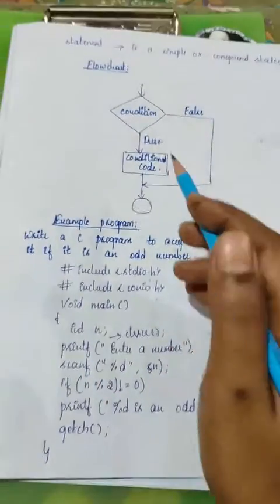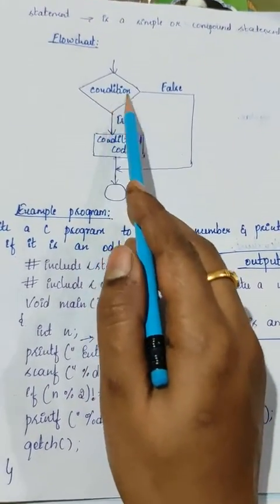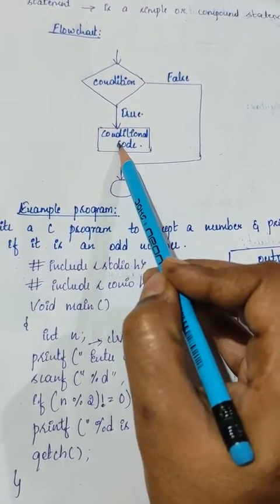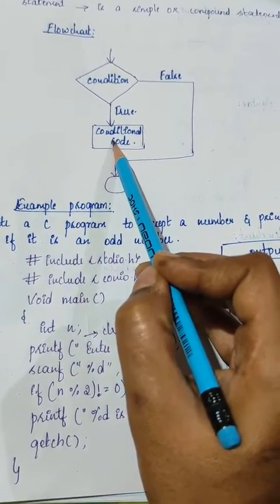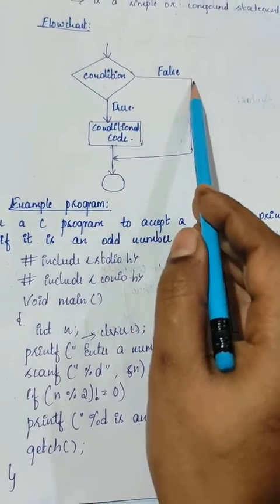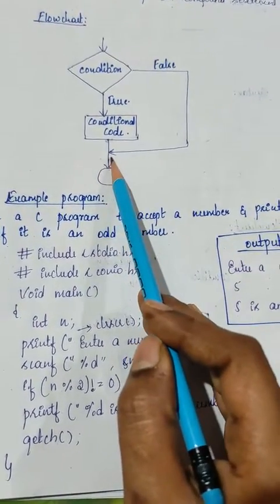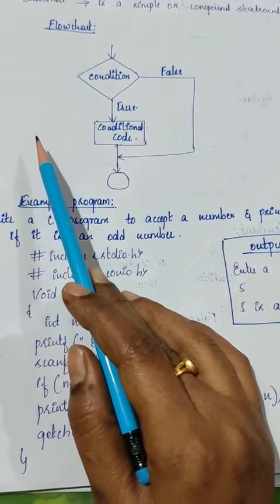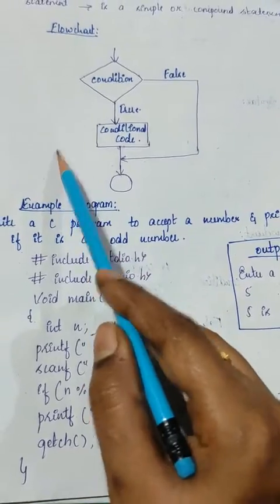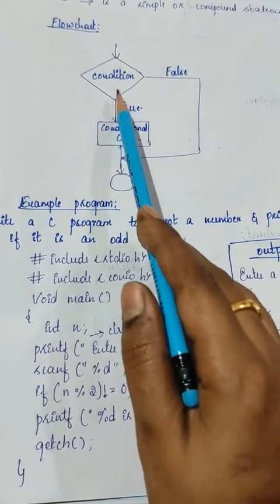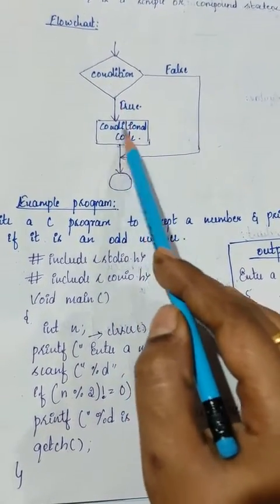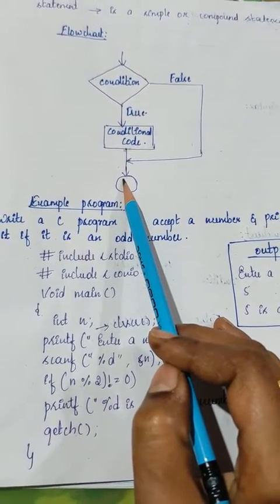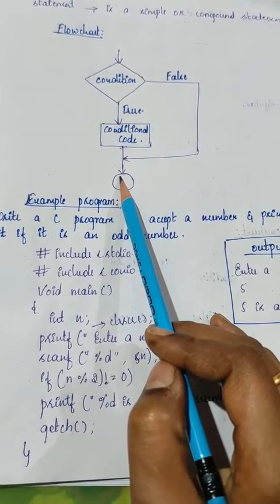Then we'll see the flowchart here. See, it is the condition we are writing. If it is true, it will execute that conditional code, the statements you have written. If it is false, it comes out of the loop. So if you know how to write the syntax, you can easily write it with the flowchart. If the condition is true, it will execute that conditional code. If it is false, it comes out of the loop.